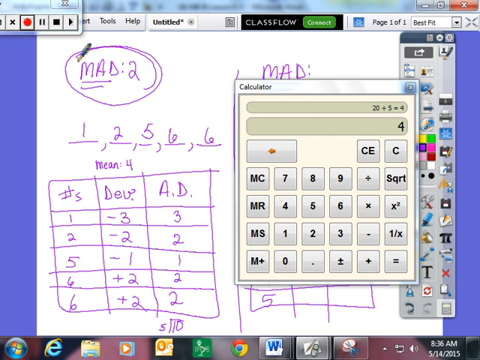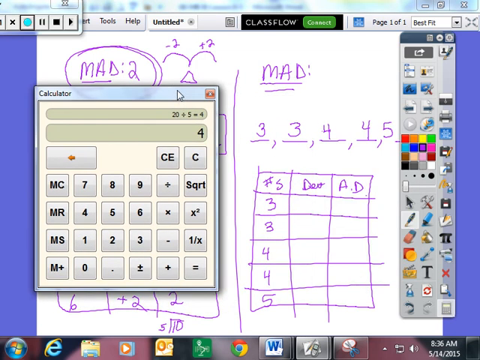I want to teach you what this means. That means, on average, this set of numbers, each number on average is about 2 units away from the mean in either direction. So if you have your mean here, it's going to be plus 2, minus 2 on average. That's the MAD, okay?